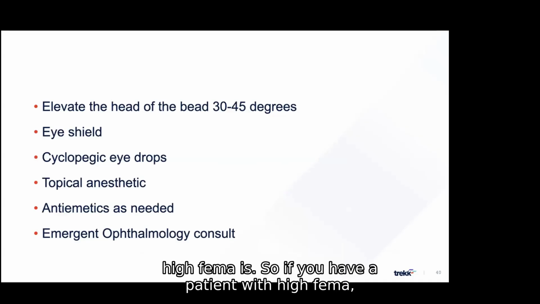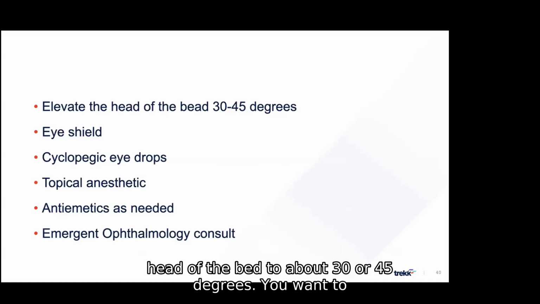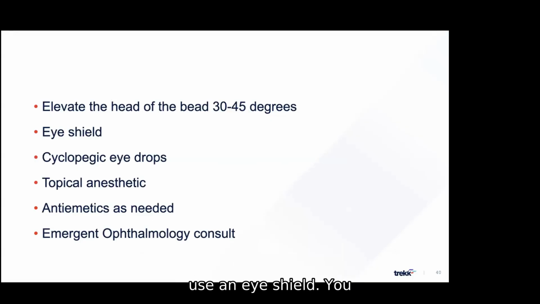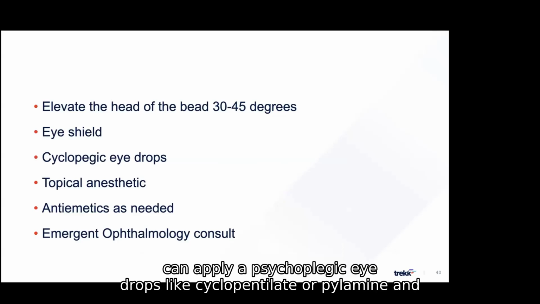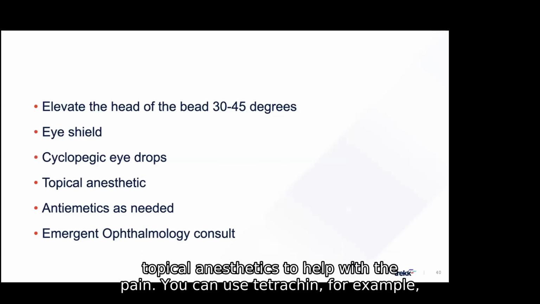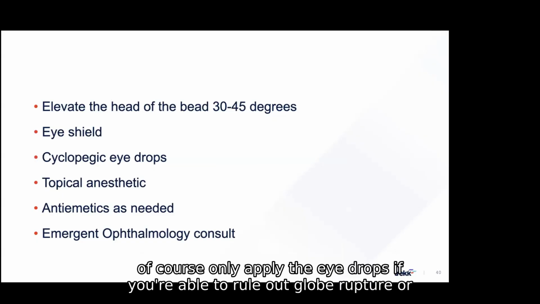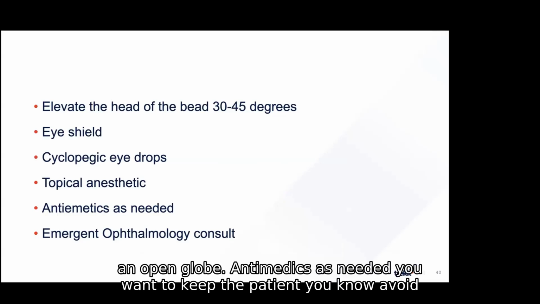So if you have a patient with hyphema, you'd want to elevate the head of the bed to about 30 to 45 degrees. You want to use an eye shield. You can apply cycloplegic eye drops like cyclopentolate or scopolamine, and topical anesthetics to help with the pain. You can use tetracaine, for example. Of course, only apply the eye drops if you're able to rule out a globe rupture or an open globe. Antiemetics as needed.